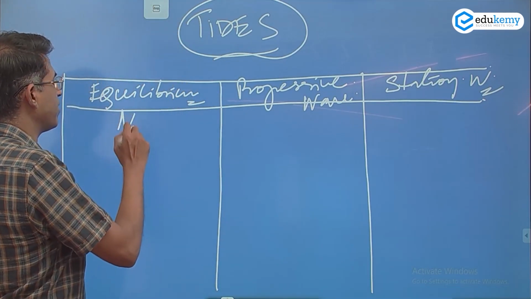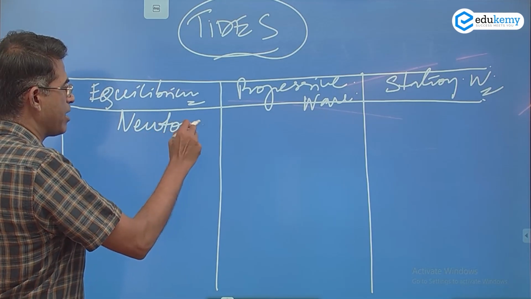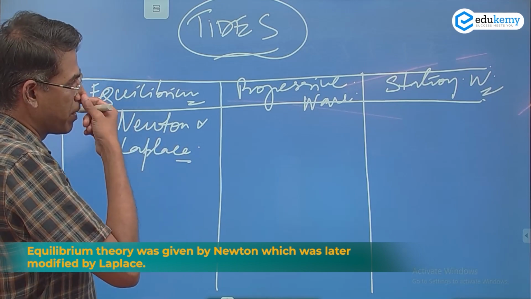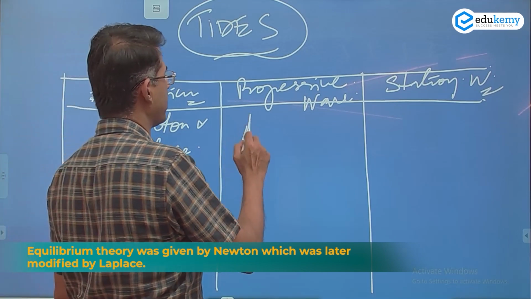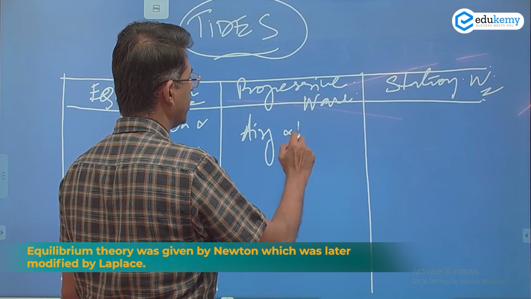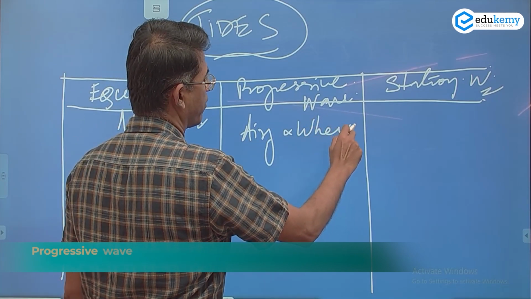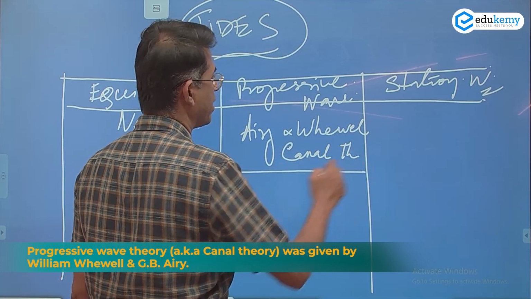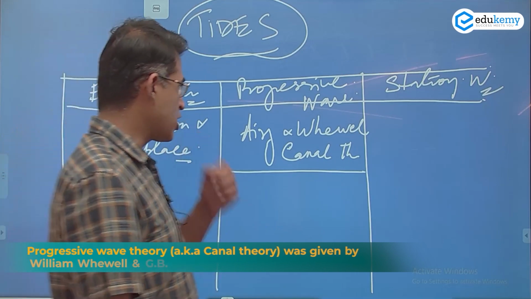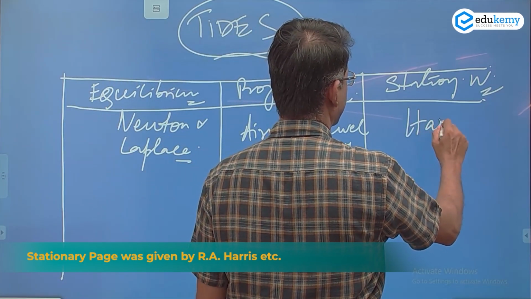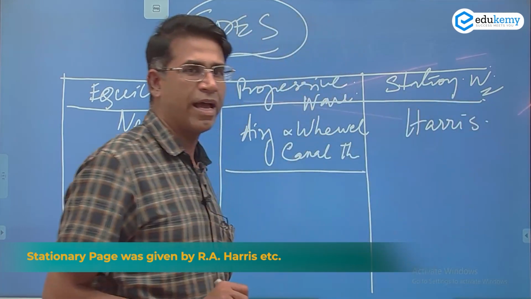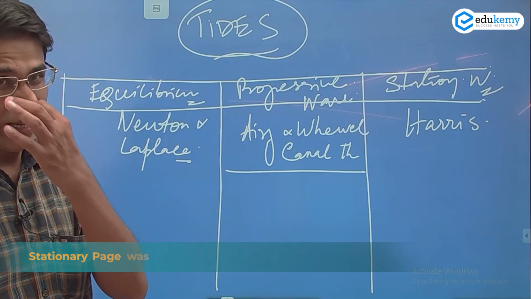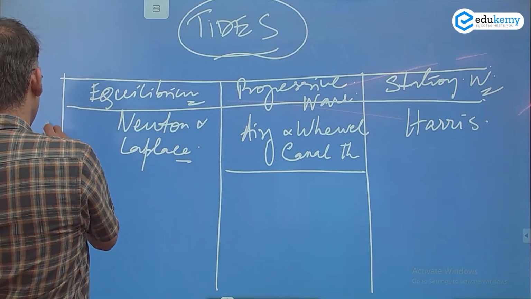Equilibrium theory was given by Newton, and it was also modified and supported by Laplace in some way. Progressive wave theory was given by Airy and Whewell. Whewell's is also called the canal theory, Airy and Whewell's canal theory. And stationary wave theory was given by Harris. So I'm just giving you the table for your quick reference, to help you a bit with revision here. Okay? So this is one.